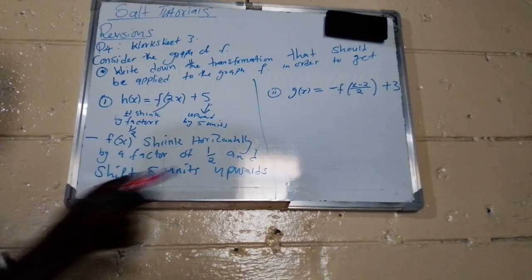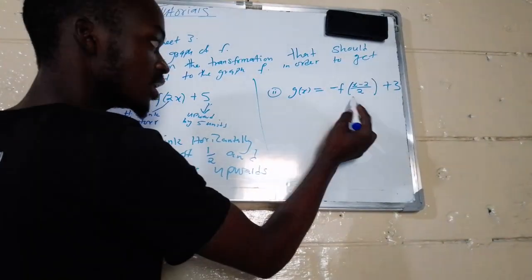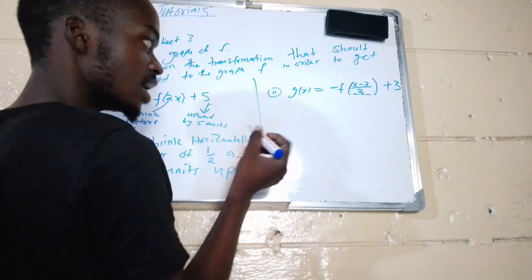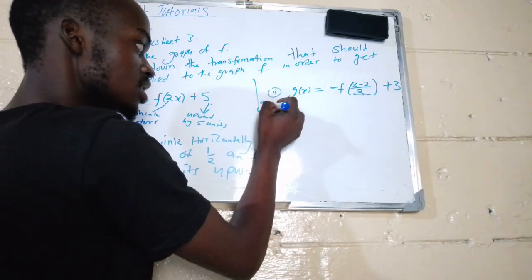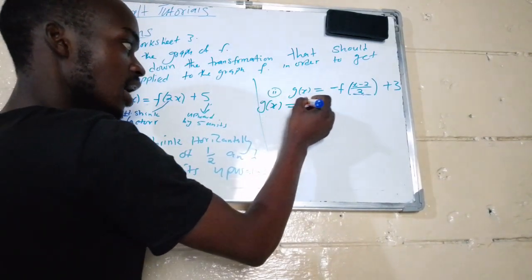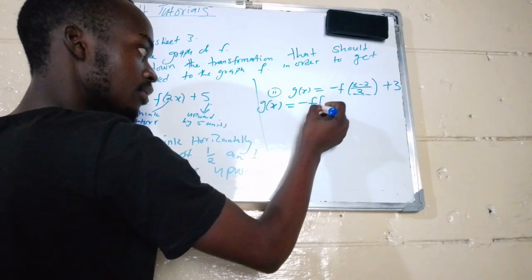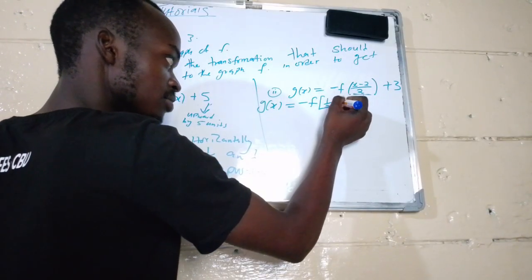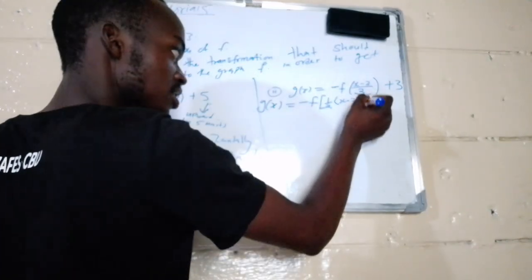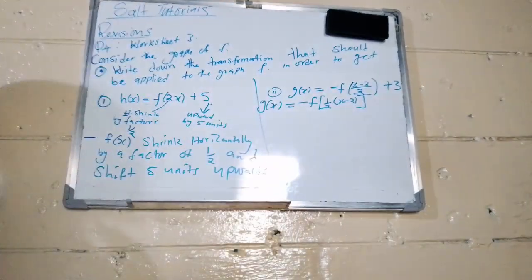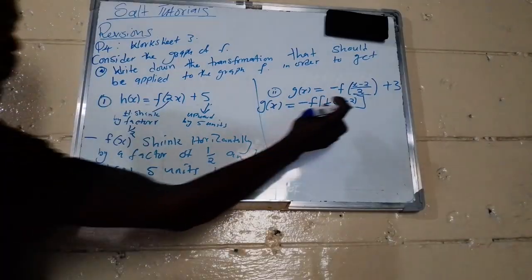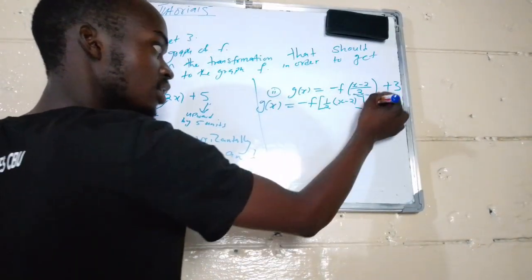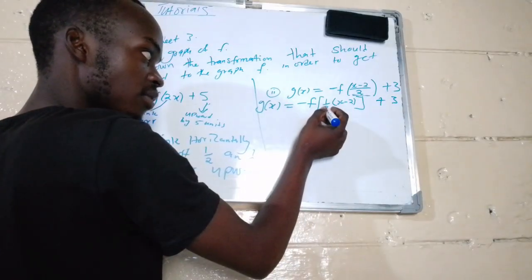G of x, before you do anything, you have to take care of the inside here. Write the inside. So this g of x is the same as the negative of f, open, there is a 1 over 2 which has been factored out, so that you can just remain with x minus 2. Once it is written like this, at least you'll be able to write the correct transformations. So you factor 1 over 2, but still in the brackets. You factor 1 over 2, then there's a plus 3.